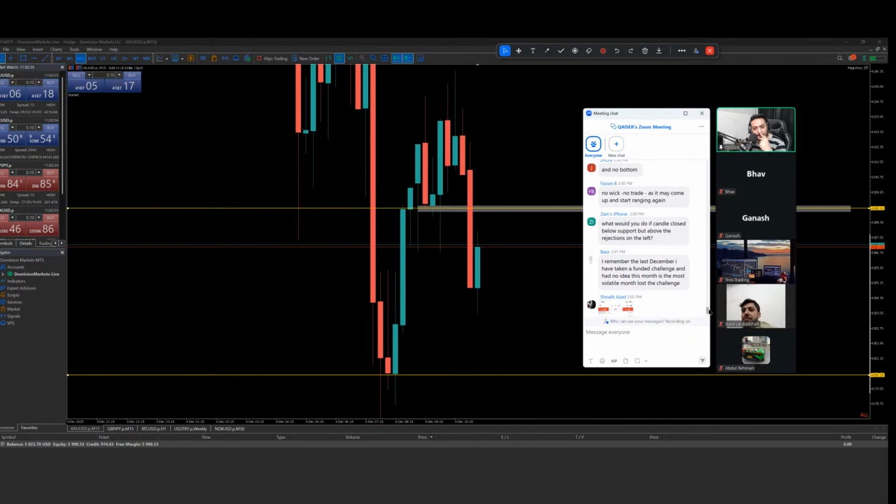Okay. So no weak, no trade, as it may come up and start ranging again. Yeah, might be. What would you do if the candle closes below support but above the rejection on the left hand side? So it's gone. You can see it's just gone.